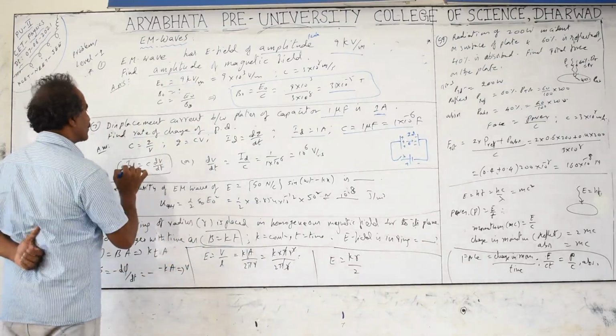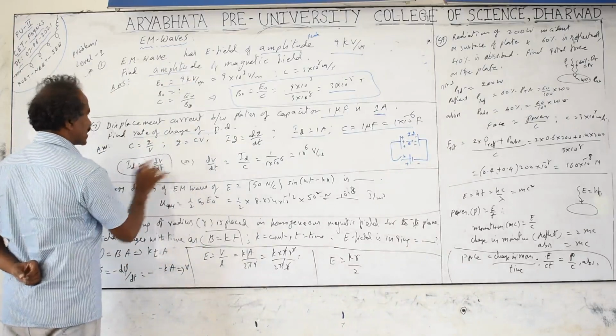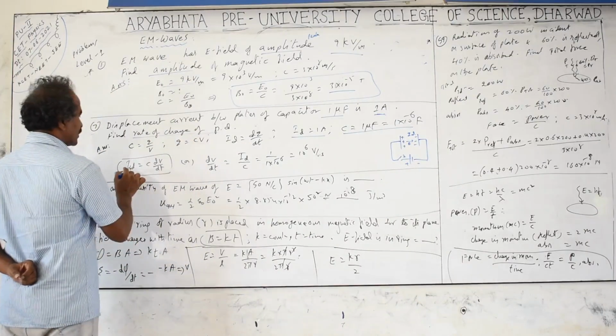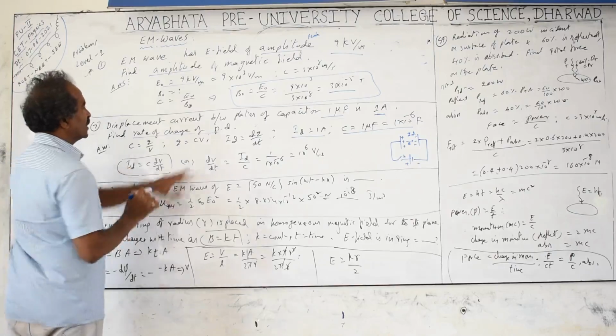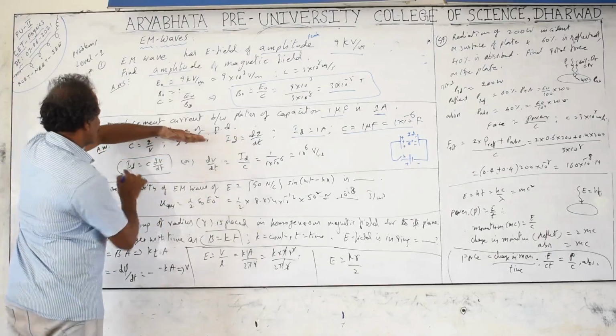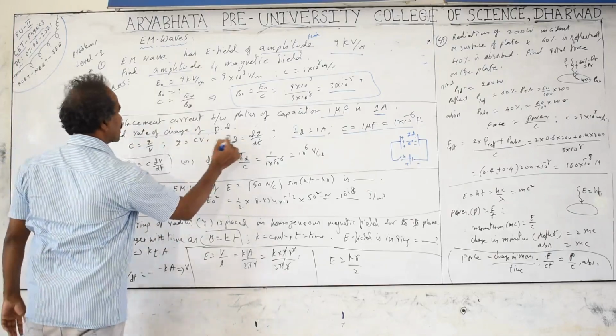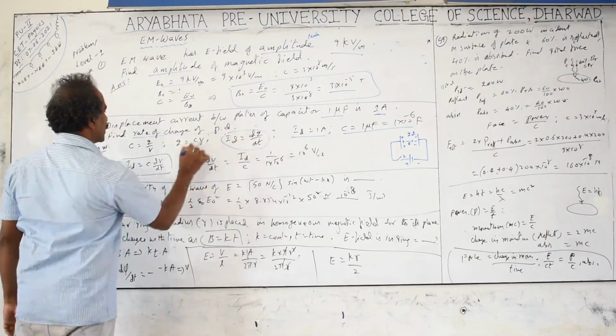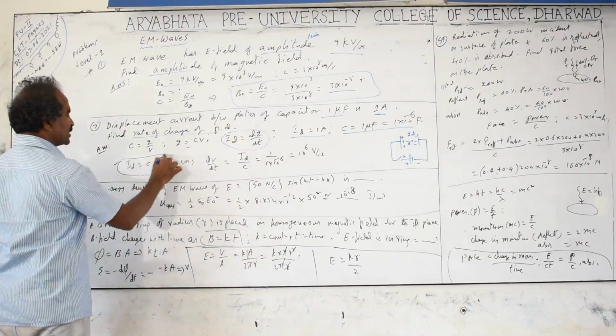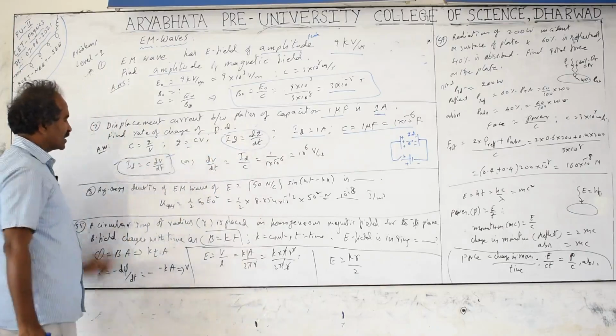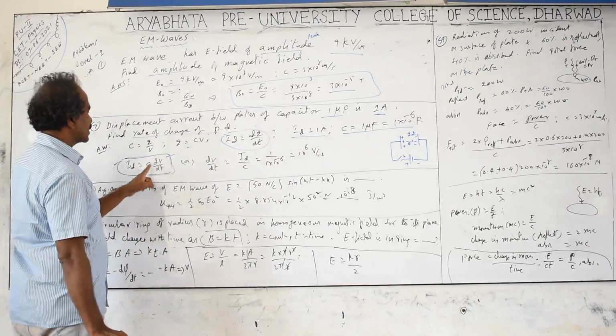From the capacitance formula, C equal to Q by V, Q equal to CV. This is not a real charge between the plates. So displacement current is nothing but equal to dQ by dt. This is the basic relation you have to take for the problems. Displacement current equals dQ by dt, but Q equal to CV, therefore C into dV by dt. This formula you have to remember: displacement current is capacitance into dV by dt.